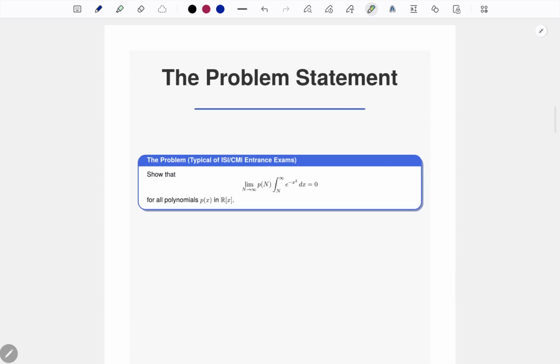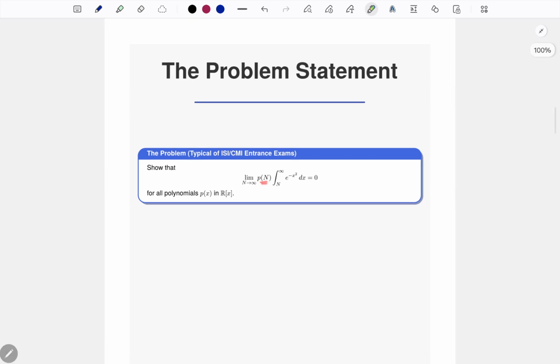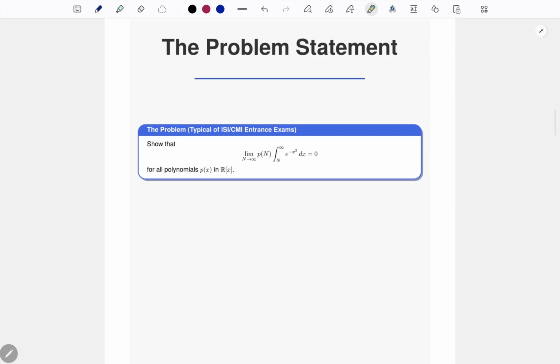Let's quickly go to the problem statement. So the problem says the following: show that limit n tends to infinity P(n) times the integral from n to infinity e to the power minus x squared dx is equal to 0 for all polynomials P(x) in R[x]. Okay, so for all real polynomials.